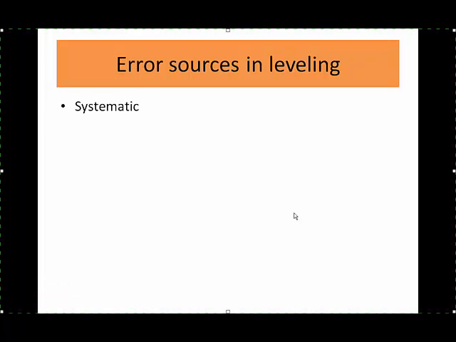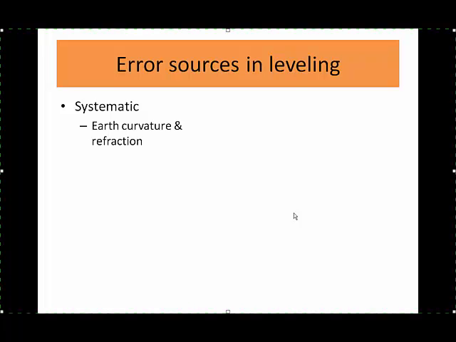Now, in leveling, let's make a list of systematic errors and random errors. Systematic errors include things like earth curvature and refraction. Fortunately for the type of surveys that we are learning in this course, these errors are negligible. When the distance to your rod is less than 300 feet, this becomes a very tiny error.